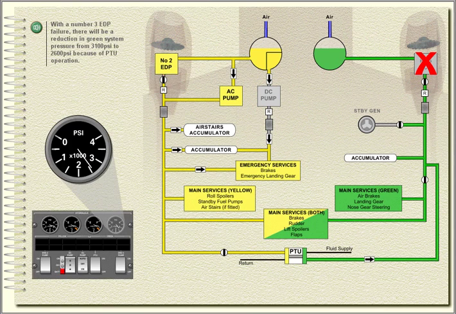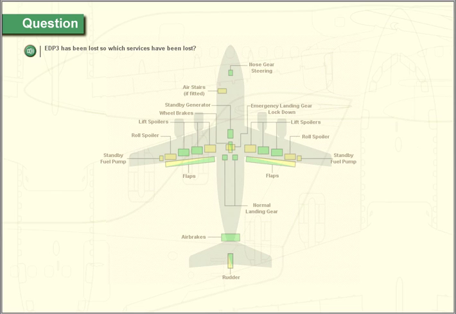With a number 3 EDP failure, there will be a reduction in green system pressure from 3,100 psi to 2,600 psi because of PTU operation. EDP 3 has been lost, so which services have been lost? Click on the correct services.